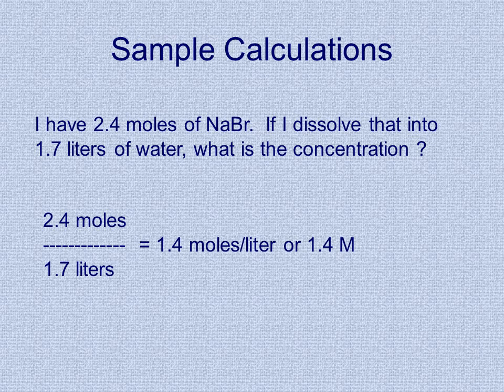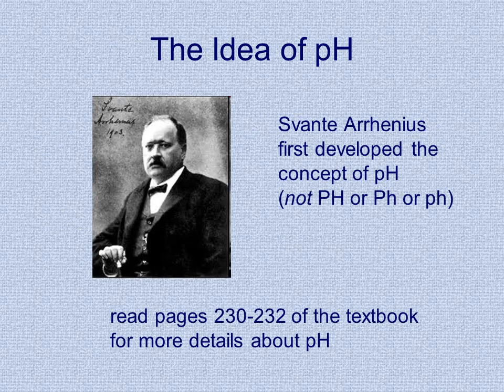Now, if I had done it the other way, if I had divided 1.7 by 2.4, I'd come out with liters per mole, which doesn't make any sense. If I multiplied them, I'd have mole liters, which doesn't make any sense. So I'd know I calculated wrong.